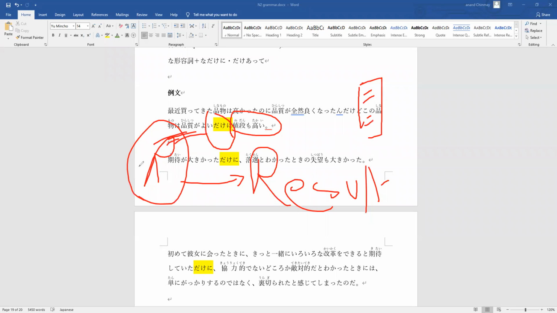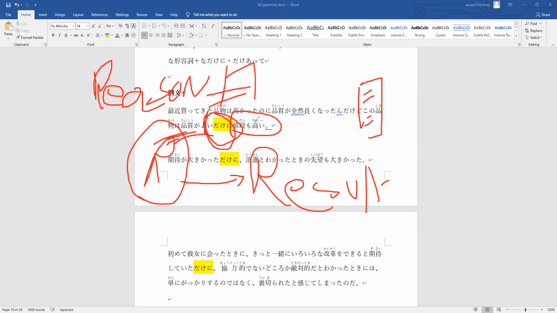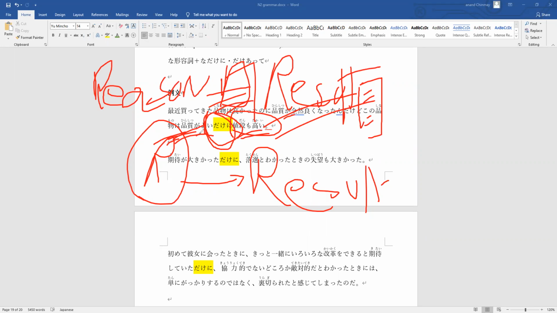So this is the reason, or this is the result. This is the connector between reason and result. This grammar works like this: first there will be a reason, the grammar in the middle, and then the result. The result is that it's expensive. Why is it expensive? Because the quality is good.